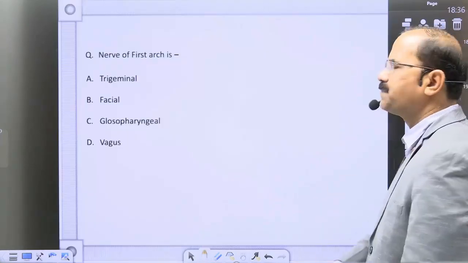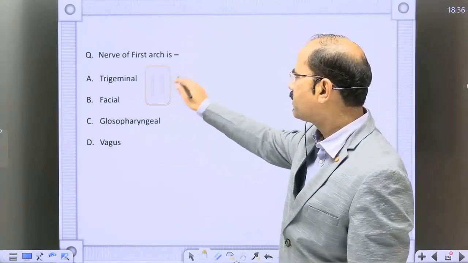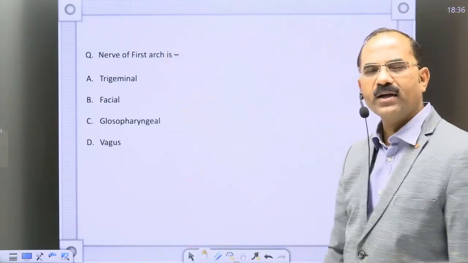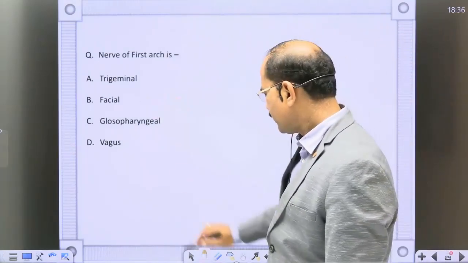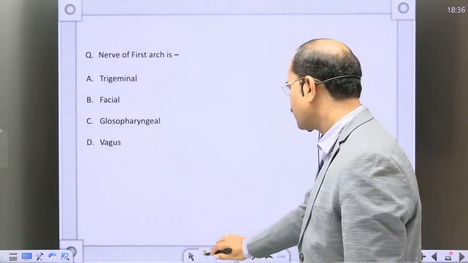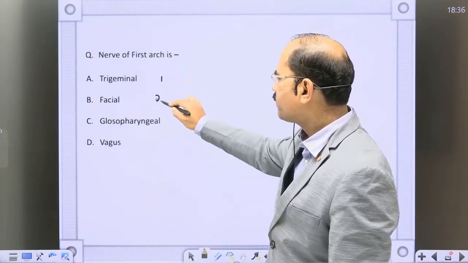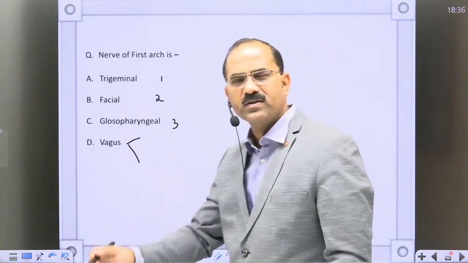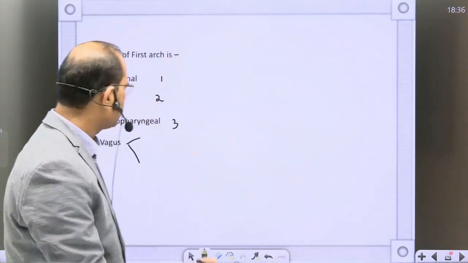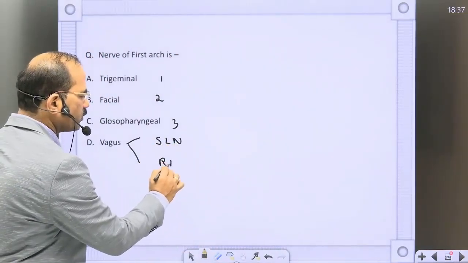Okay, answer this. Nerve of the first arch. Nerve of the first arch is trigeminal nerve, the mandibular nerve to be specific. Facial nerve is a nerve of the second arch, right? So now the first arch is trigeminal nerve, second arch is facial nerve, third arch is glossopharyngeal nerve. Vagus divides into two branches. This we have discussed in the earlier lectures. Vagus divides into a superior laryngeal nerve and a recurrent laryngeal nerve.